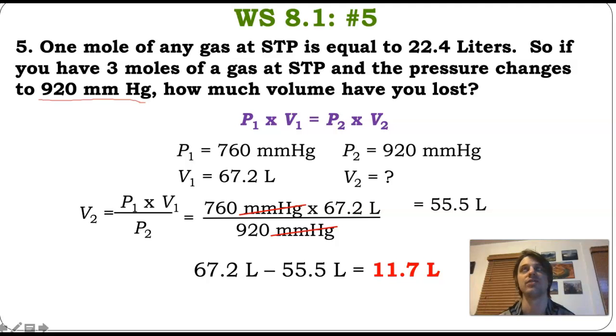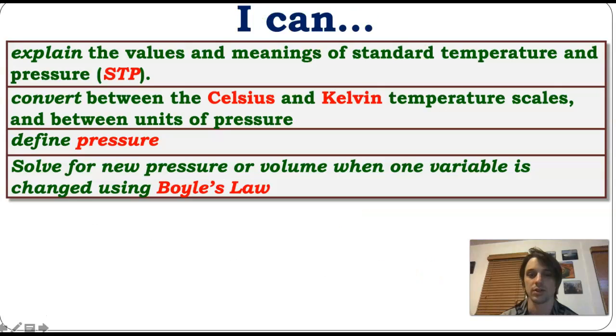How much volume have you lost? So how much did I lose? If I started at 67.2 and my final volume is 55.5, again, my pressure went up. My volume should have gone down. So how much have I lost? 11.7. Okay, so please be sure to read through the questions carefully if your answer doesn't line up before you ask, but I would always be willing to answer those questions.